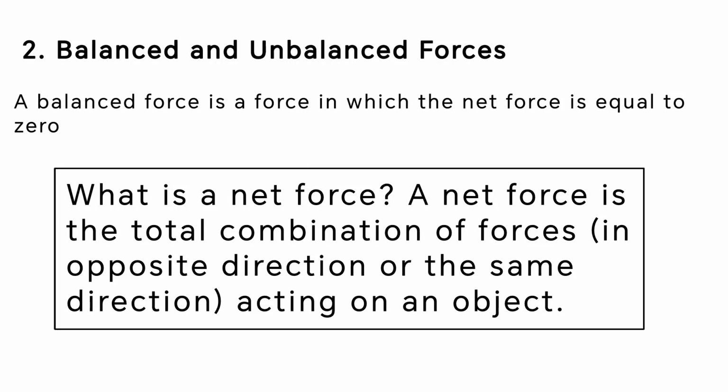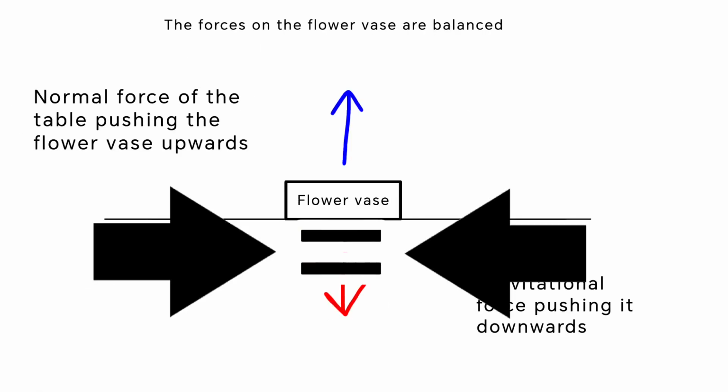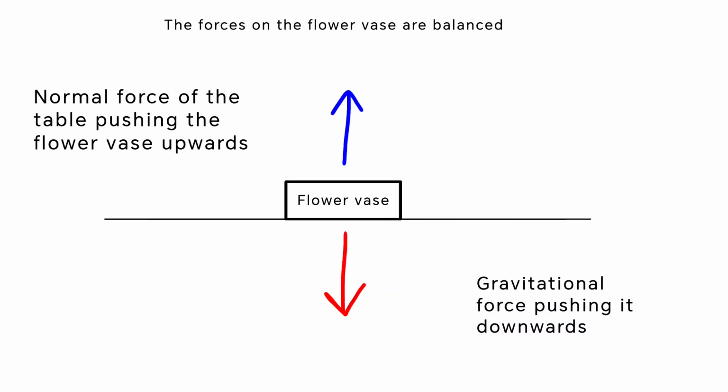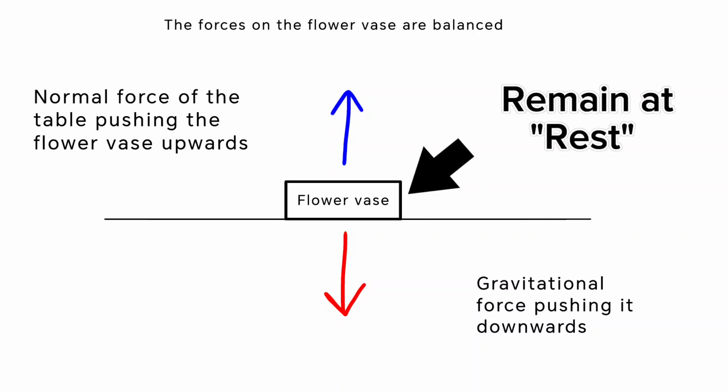Balanced and unbalanced. A balanced force is a force in which the net force is equal to zero. What is a net force? A net force is the total combination of forces, in opposite direction or the same direction, acting on an object. Since the two forces are equal and in opposite directions, they balance each other. The net force is zero. It means the flower vase is at its equilibrium. There is no unbalanced force acting on it, thus it remains at rest.